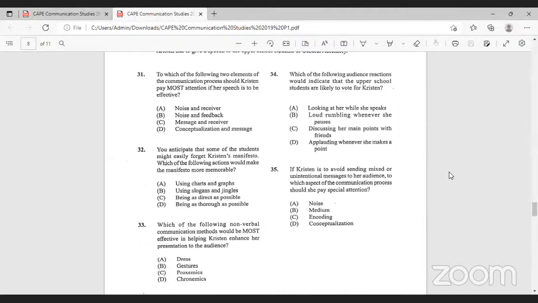So let's go back through these again. 31, C, cat. 32 is B as in boy. 33 is B as in boy. 34 is D as in dog. And 35 is C as in cat. Right, so moving on quickly.